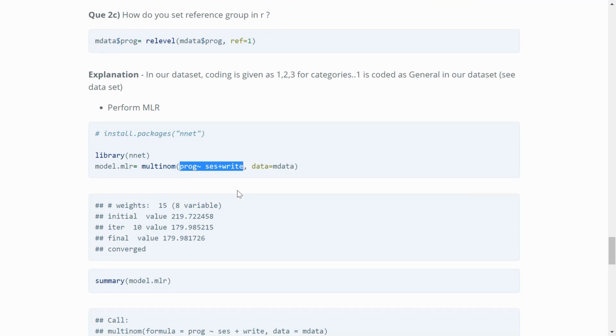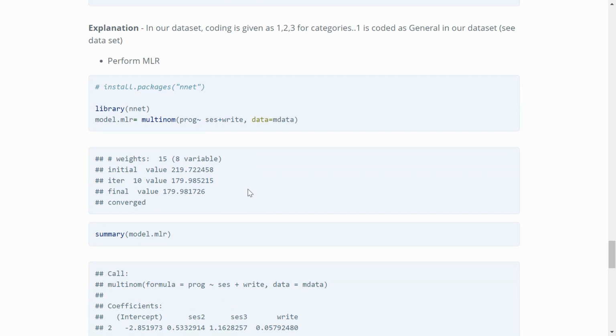prog is the dependent variable, then a tilde sign followed by the rest of the 2 variables, which is ses plus write. Now in this case we have many variables and we don't want to use all the predictors. That is the reason we have mentioned the names of the variables instead of mentioning a dot. And as usual, the second argument would be the data, which is stored in the variable mdata. We can run this and we'll store the results in the variable model.mlr.